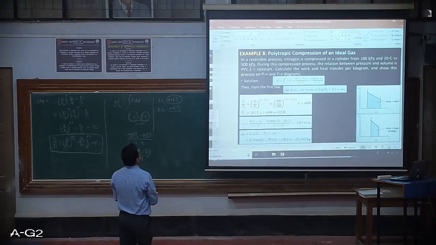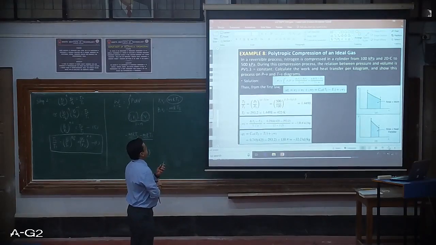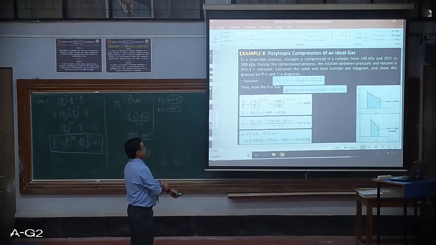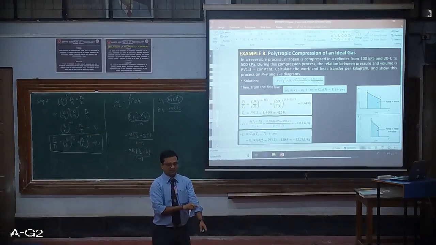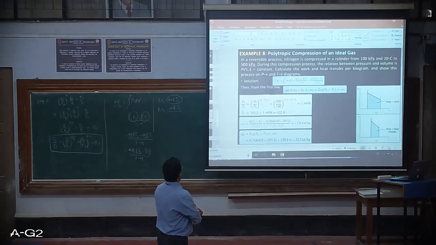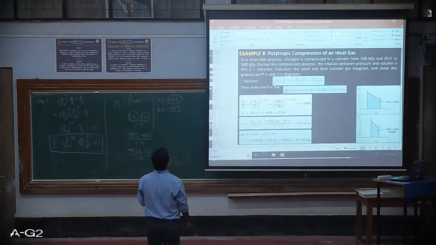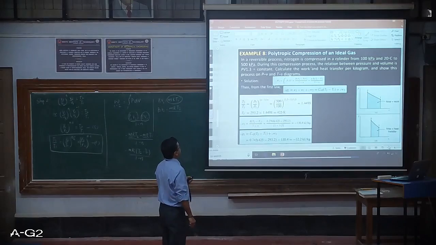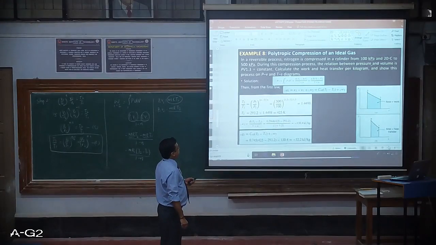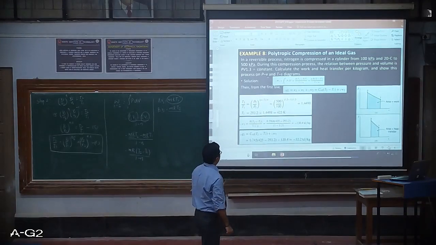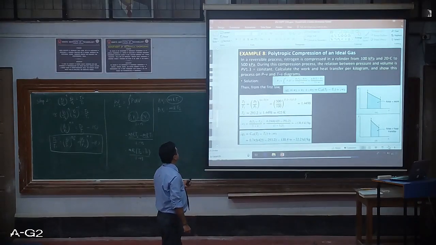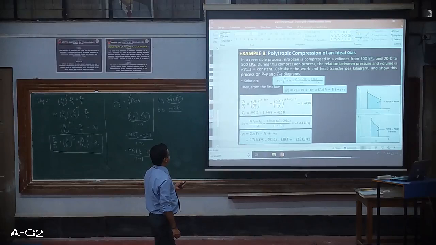In a reversible process, nitrogen is compressed in a cylinder from 100 kilopascal and 20 degrees Celsius to 500 kilopascal. During this compression process, the relation between pressure and volume is PV^1.3 = constant. Calculate the work and heat transfer per kg and show this process on PV and TS diagrams.